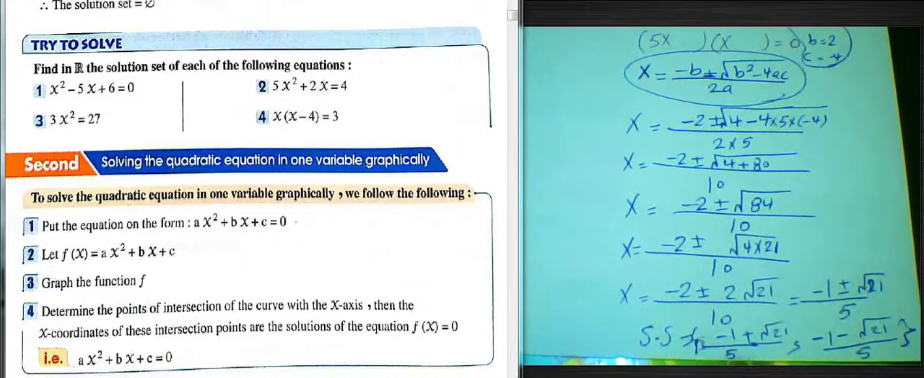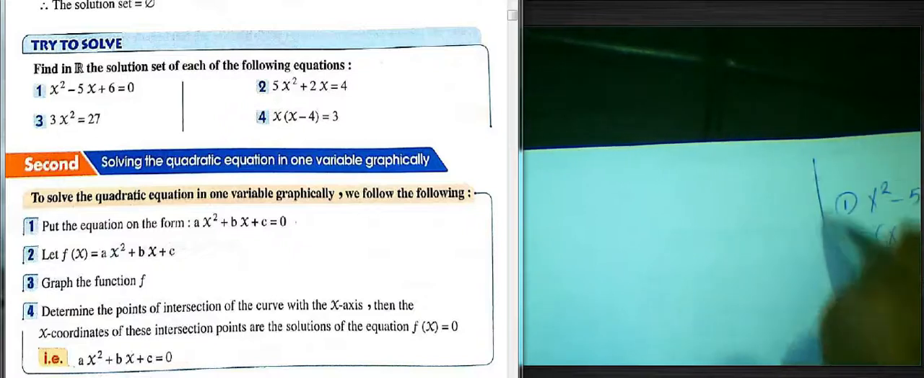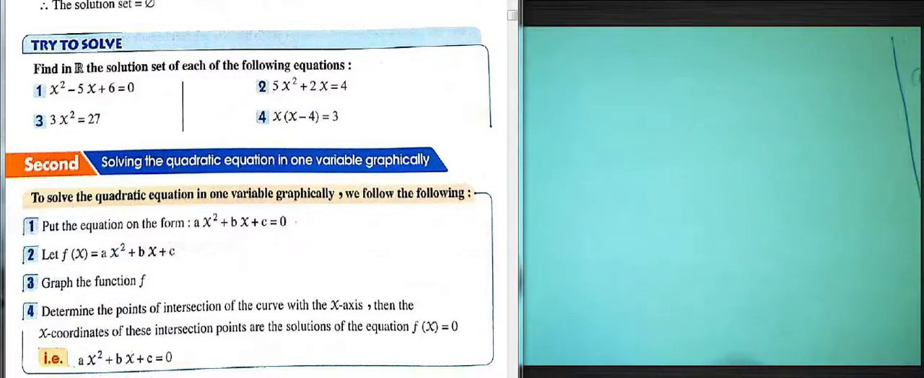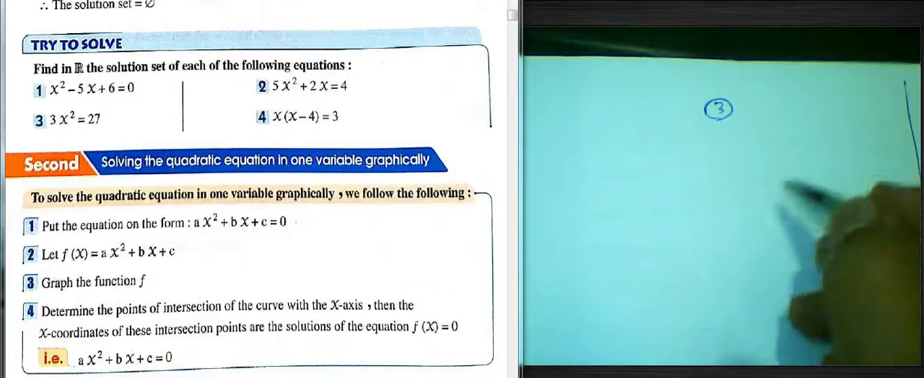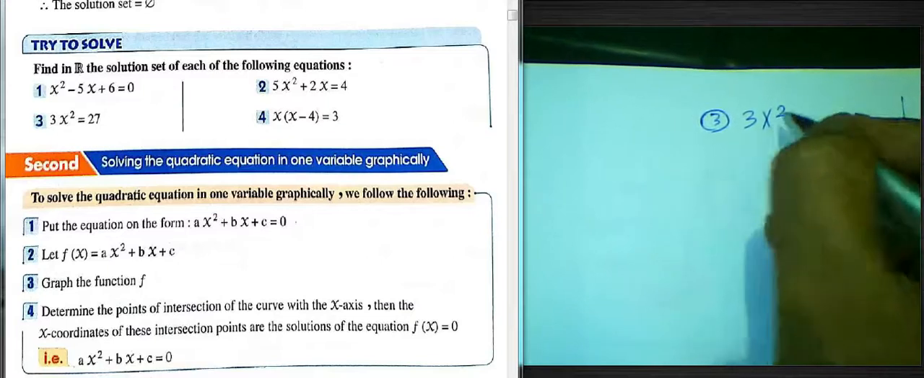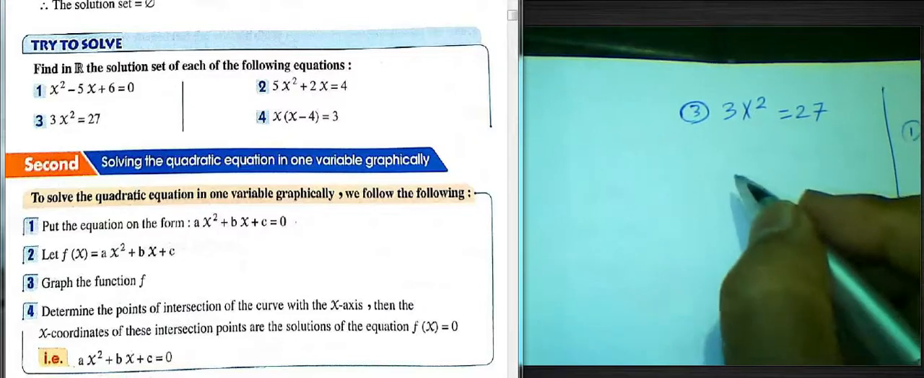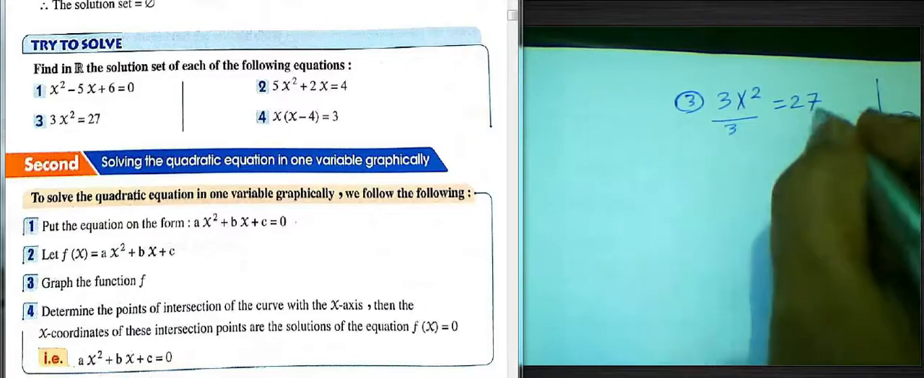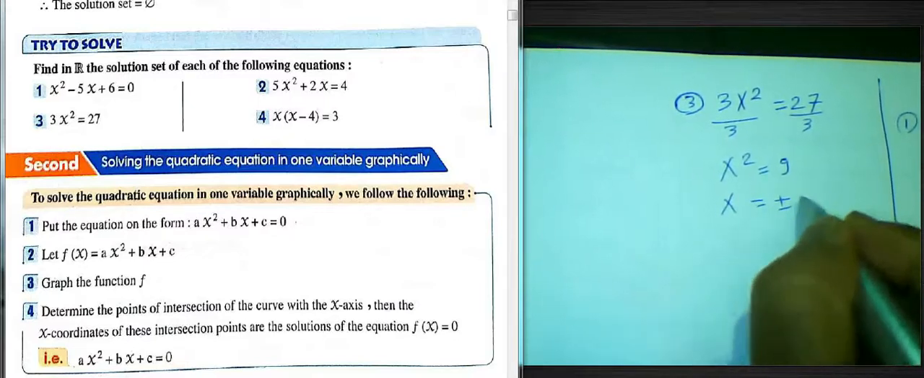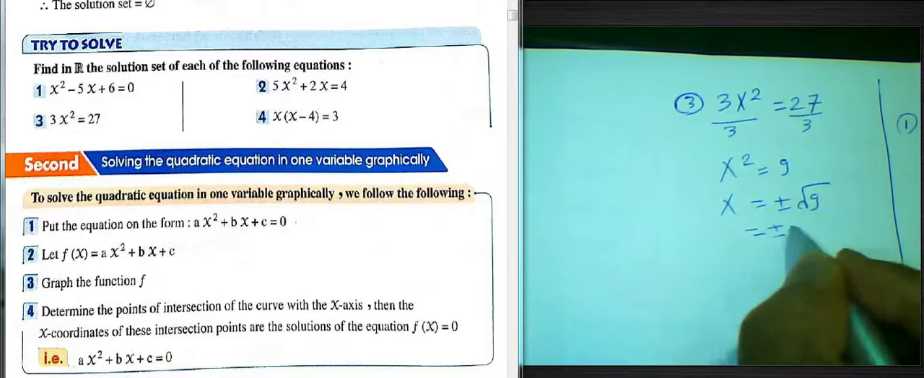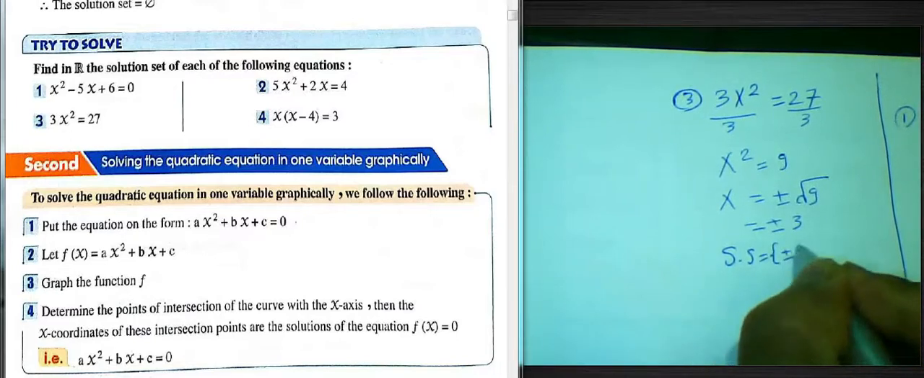Look at question 3. 3x power 2 equals 27. We can find the result by dividing by 3 on the left-hand side and right-hand side. x power 2 equals 9, so x equals positive or negative square root of 9, equals positive or negative 3. So the solution set equals positive or negative 3.